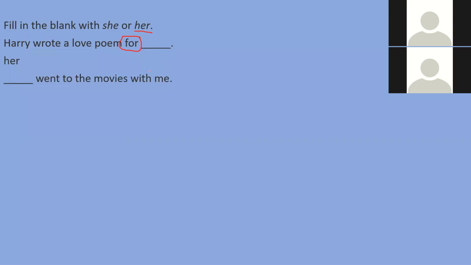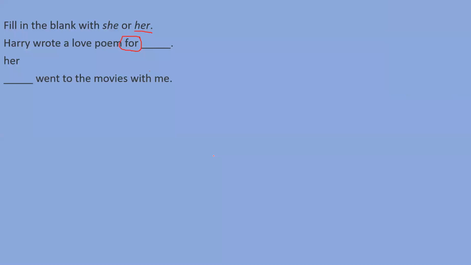Next, she or her went to the movies with me. So which pronoun will come here? Ria, you please tell me which pronoun will come here. She. Okay, very good.